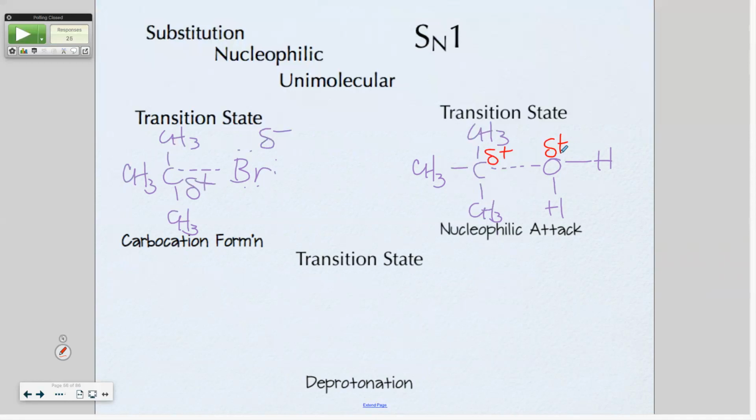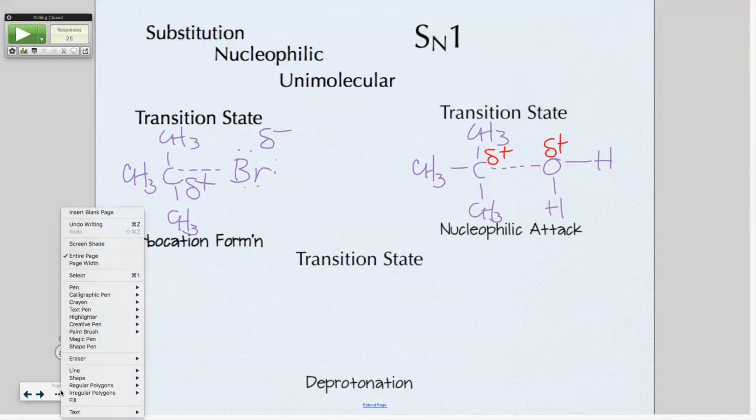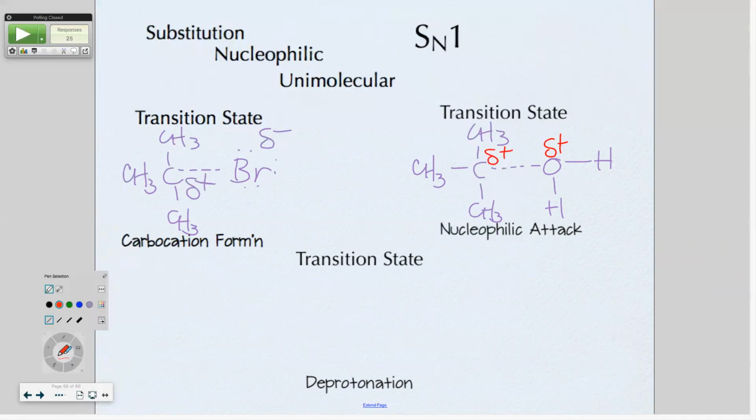And then because our nucleophile was not negative, we have to do a deprotonation step. So in that step, go back to what I'm going to draw, the intermediate.